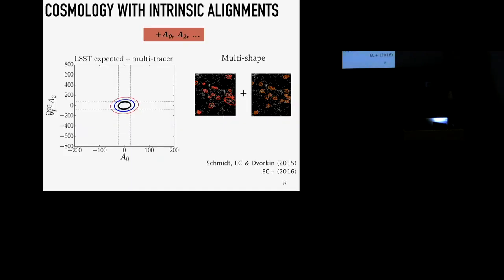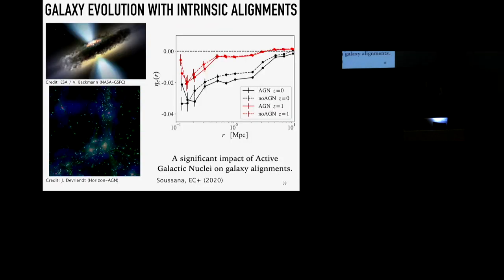So if you take this multi-shape measurement and you put that information together, so now you have two measurements of shapes and not one, then you can set constraints on these parameters of the early universe. The way that this works is that the early universe models can predict some enhancement of the tidal field at early times that then propagates into the alignments of galaxies. And that's why we're able to constrain these parameters in principle. So by putting this together, we can get constraints that would be competitive with the cosmic microwave background in a completely different regime.